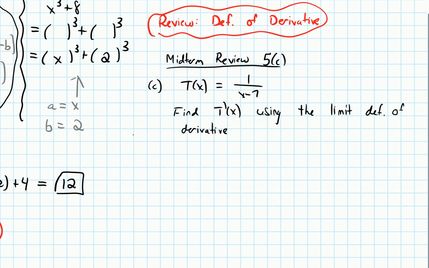In this video, we are continuing our midterm review by doing some definition of the derivative practice problems. The first example that I want us to try is from the midterm review, question 5, part C. We have this function t of x, 1 over x minus 7, and we want to find t prime of x using the limit definition of the derivative.